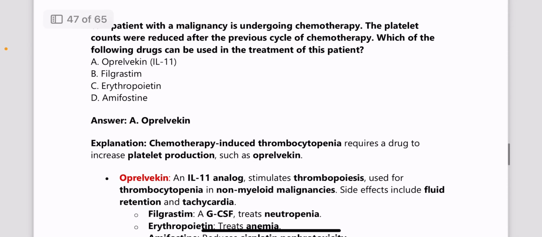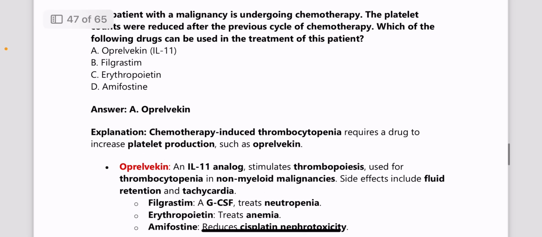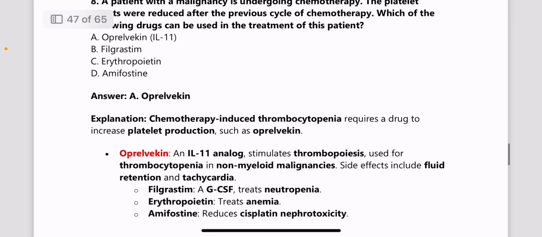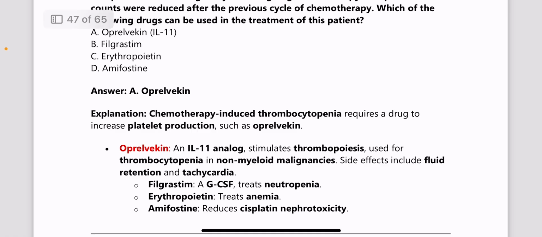Next question. A patient with malignancy is undergoing chemotherapy. The platelet counts were reduced after the previous cycle of chemo. Which of the following drugs can be used in the treatment? Answer is oprelvecin. Chemotherapy-induced thrombocytopenia requires a drug to increase platelet production, and that is oprelvecin. It is an interleukin-11 analog, stimulates thrombopoiesis, and so is used in thrombocytopenia in non-myeloid malignancies.